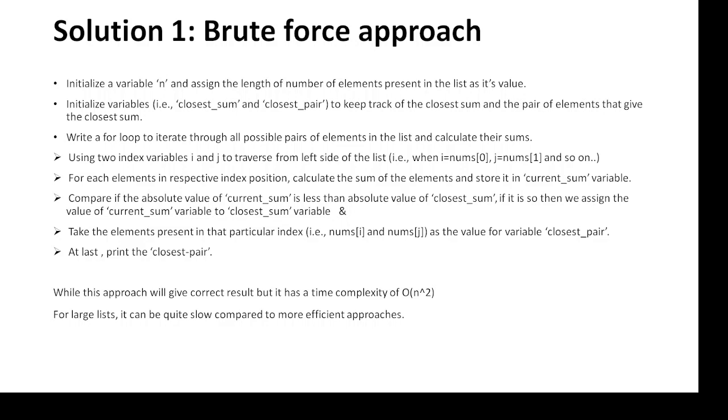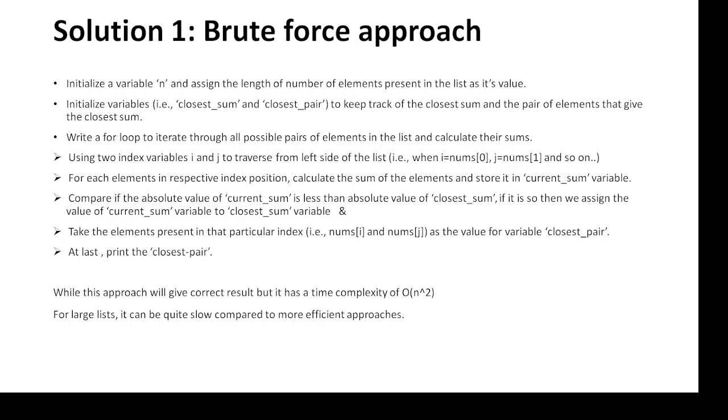We will start traversing the list from the left hand side. For each pair of elements at the given index positions, we will calculate the sum of those elements and store it in a variable called current sum. Now we will compare if the absolute value of the current sum is less than the absolute value of the closest sum. If it is so, we will update the closest sum with the value of the current sum. Once we do that, we get the two elements giving the summation value closest to 0, and then we will print the closest pair.